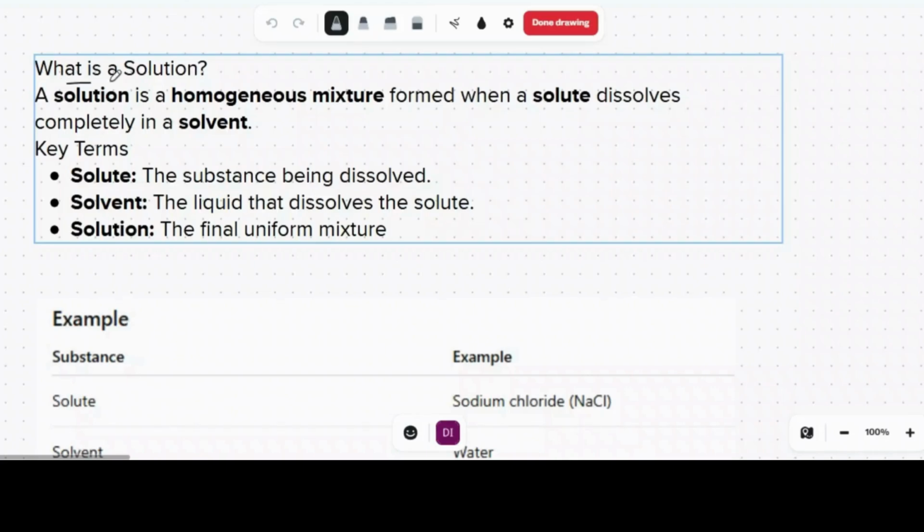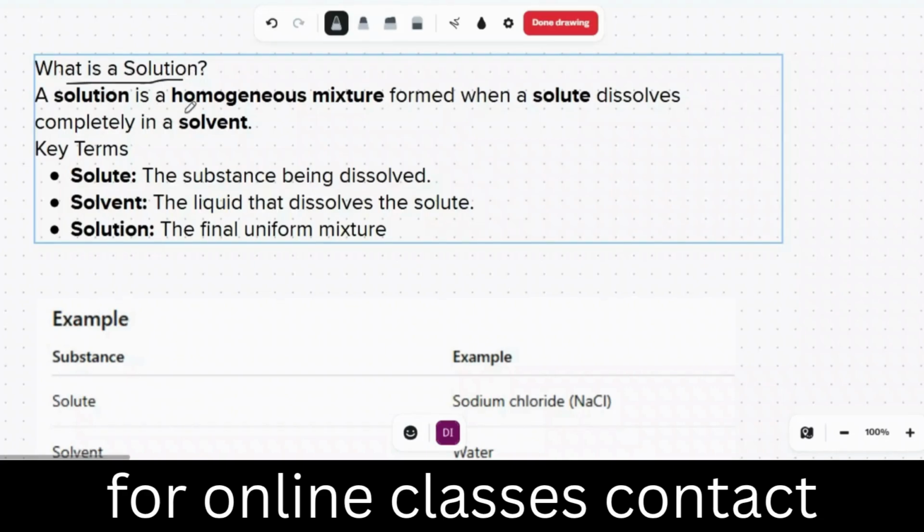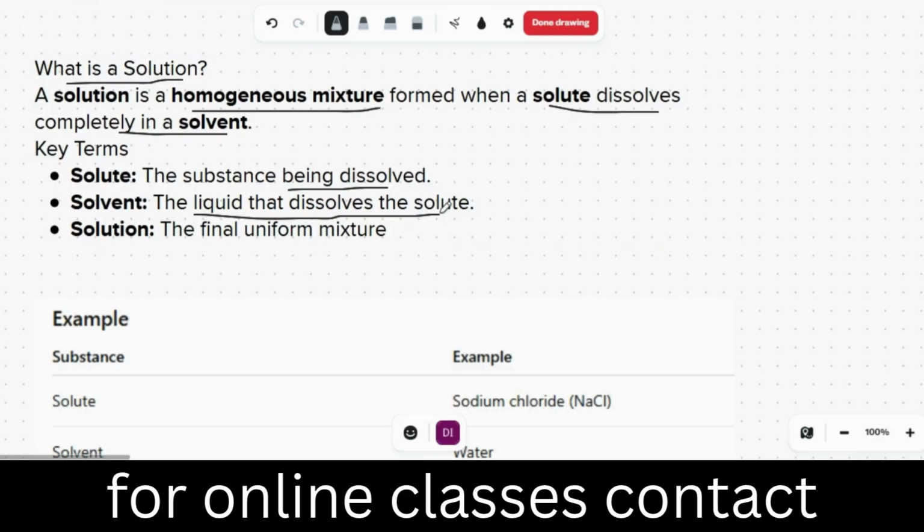Today we are going to talk about what is a solution. A solution is a homogeneous mixture formed when a solute dissolves completely in a solvent. The solute is the substance being dissolved, and the solvent is the liquid that dissolves the solute. The final mixture is called a solution.